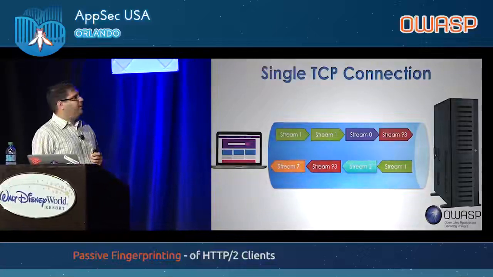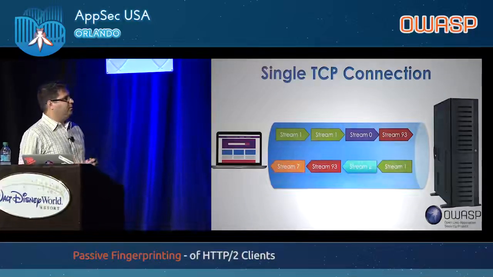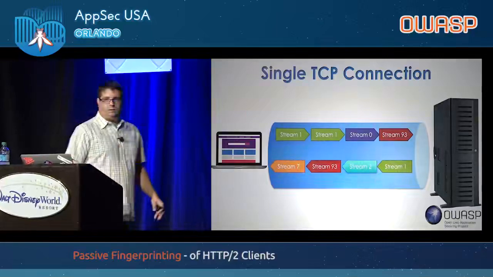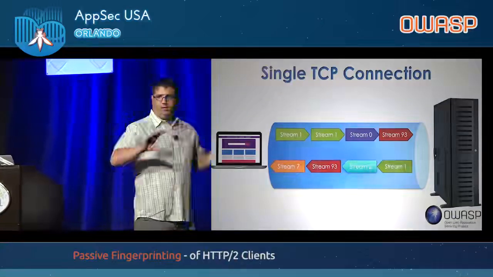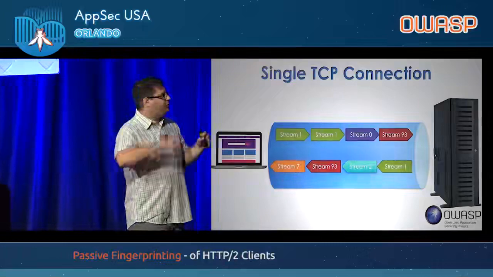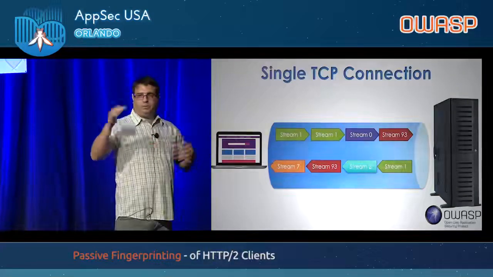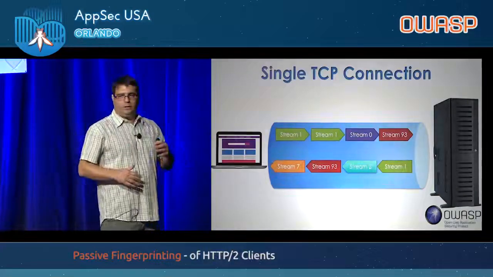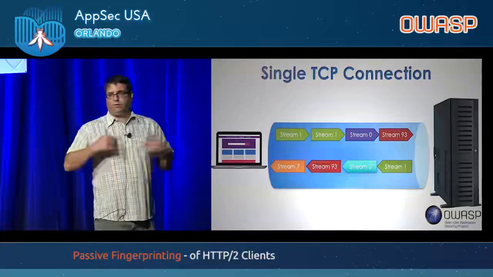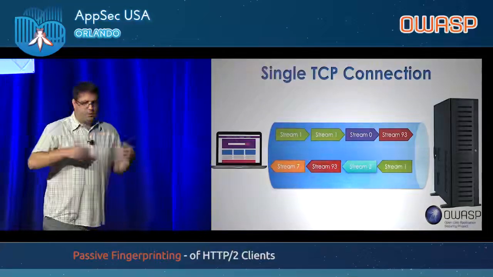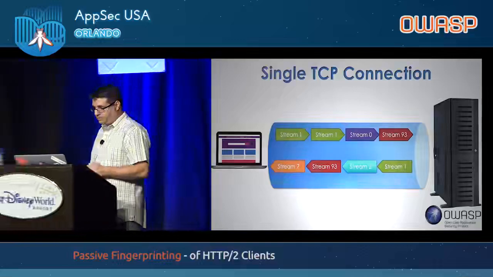Well, hopefully by now you can get a better grasp of this chart. We have a single TCP connection. We have streams, with frames from different streams multiplexed in that connection, and each endpoint knows how to take those frames, parse them and compose the messages.